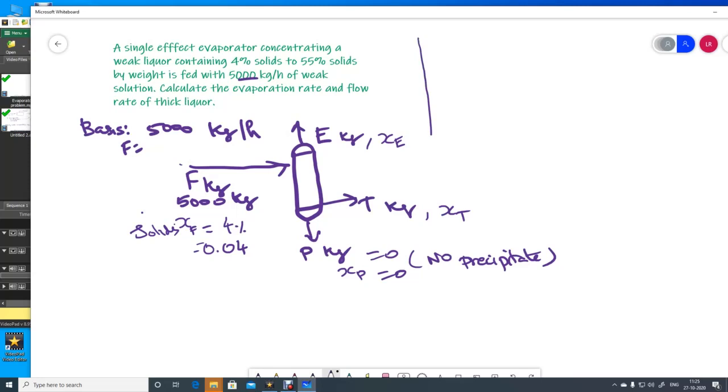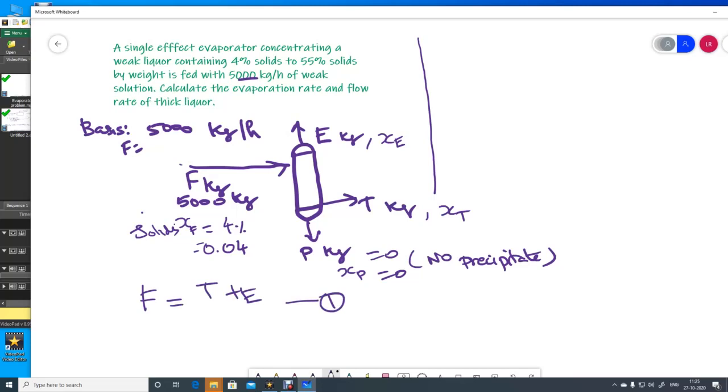Okay, Xe equal to 0 because it is pure water which is evaporated. So we can write the overall material balance. What is the overall material balance? F equal to T plus E, that is equation number 1. Feed is equal to thick liquor plus evaporate.